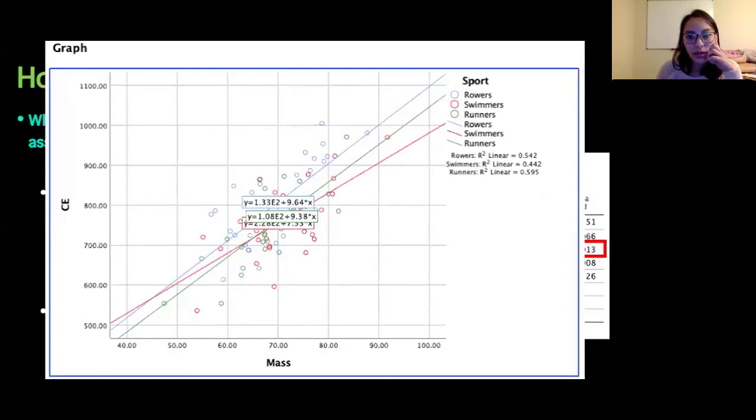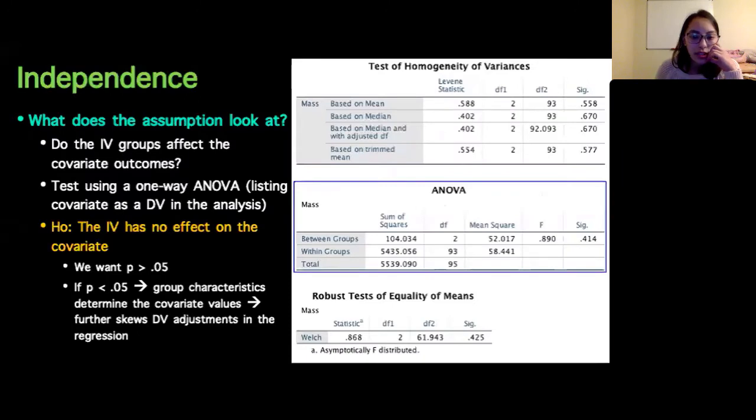All right. So the next assumption that you would have to test in SPSS is independence, right? So making sure that the independent variable does not have a significant effect on the covariate. The way that we do this, like I said before, is you run a one-way ANOVA where you list the covariate as the dependent variable. This is where I lose some people because they're like, but the covariate's not the dependent variable. And I'm like, yes, I know, but the covariate is a measured variable, in which case we can figure out if the independent variable has an effect on the covariate.